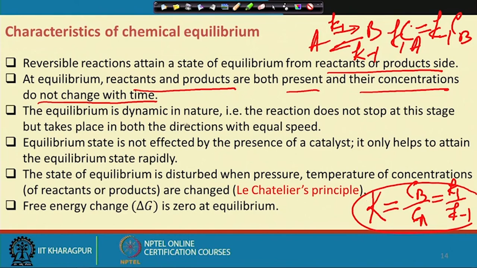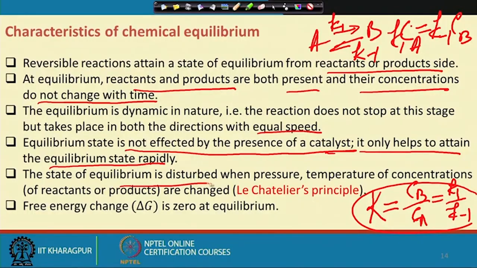Equilibrium is dynamic in nature, and the reaction does not stop at this stage, but takes place in both directions with equal speed. The equilibrium state is not affected by the presence of a catalyst. This is very important. It only helps to attain the equilibrium state rapidly. The purpose of the catalyst in a reversible reaction is that it does not change the equilibrium constant, but it helps to attain equilibrium at a faster rate.